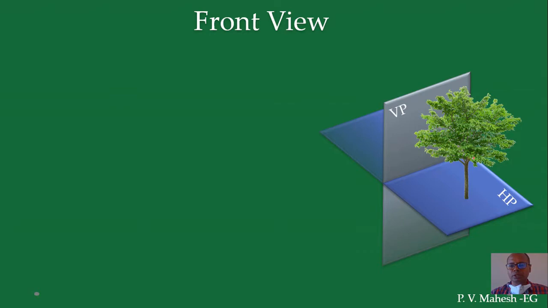Here the tree is there. The tree is above the horizontal plane, and below the horizontal plane the roots will be there. The observer is looking from the front. So this is the front. He will see the tree and the roots, and he will see the horizontal plane. How will he see the horizontal plane? It looks to him as if it is a line. The horizontal plane will appear as a line to the observer.